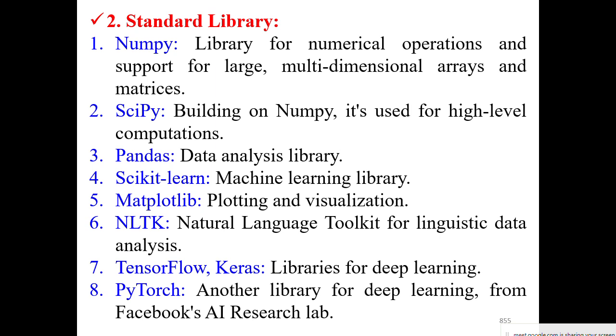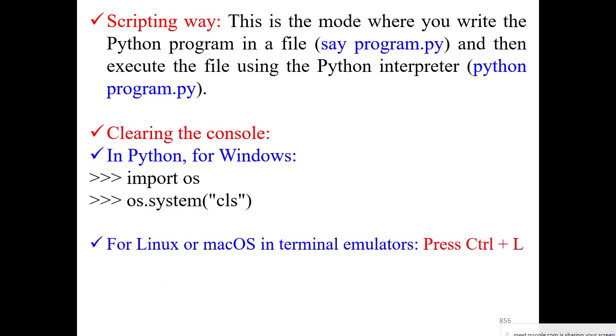Pandas is a data analysis library. Scikit-learn is a machine learning library. Matplotlib is for plotting and visualization. NLTK, the Natural Language Toolkit, is for linguistic data analysis. TensorFlow and Keras are libraries for deep learning. PyTorch is another deep learning library from Facebook's AI Research Lab. Like scripting programs, yesterday we saw import. If you want to clear the screen, on Windows we use import os, os.system cls. For Linux or macOS terminal emulators, press Ctrl L.